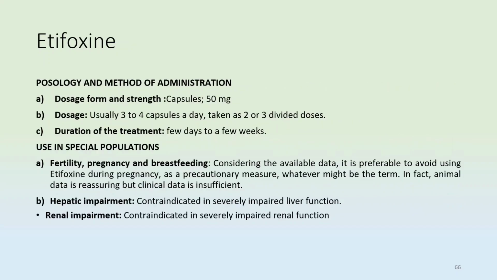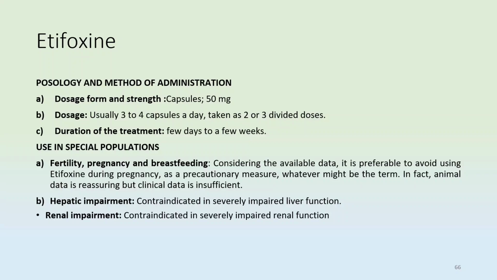Now we'll move to etifoxine's dosage forms and duration of treatment. It comes in a capsule form of 50 mg. Dosage is usually 3 to 4 capsules a day, taken as 2 to 3 divided doses. Duration of treatment is a few days to a few weeks depending on the clinician's need. There is also use in special populations.